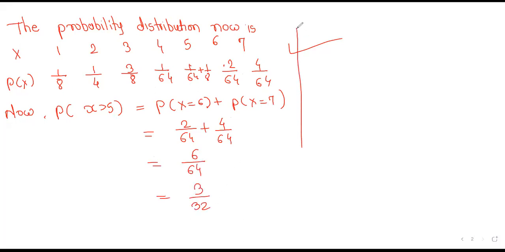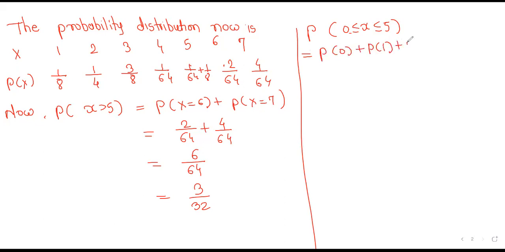Okay, then the next thing which we have to calculate is p of 0 less than or equal to x less than or equal to 5. So here we have to find 0 to 5. P of 0 plus p of 1 plus p of 2 plus p of 3 plus p of 4 plus p of 5.